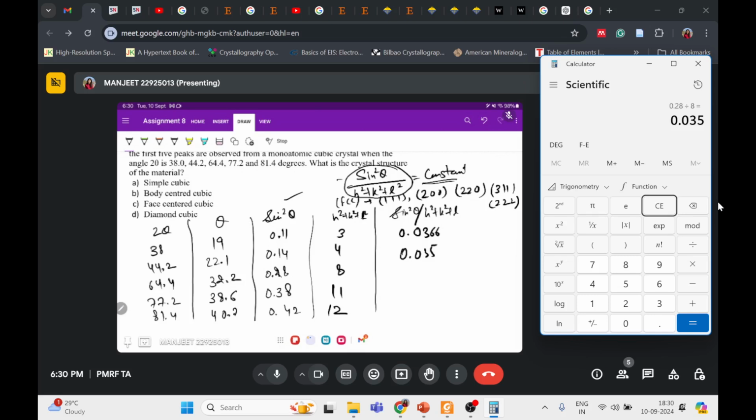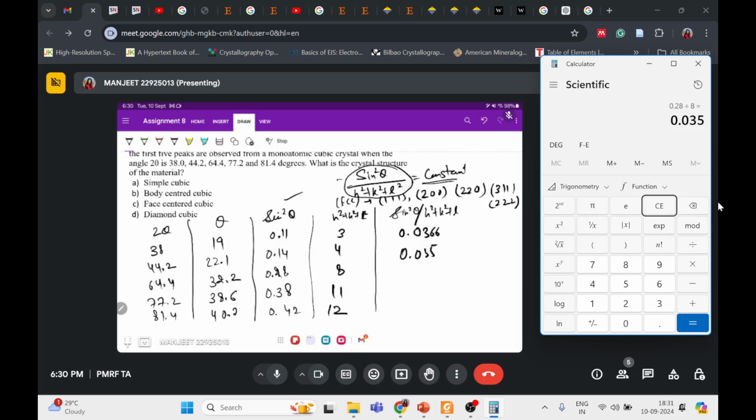So this is also 0.035, and 11 also. So 11 times 3 is 33, so 0.03, and again 5, so this will be around 4. And 12: 12 times 3 is 36, 12 times 4 is 40, so this is also around 0.03. So all values are approximately 0.03. So this is a constant value.